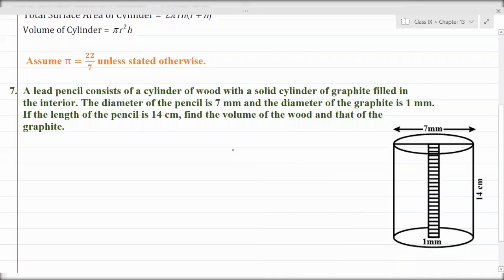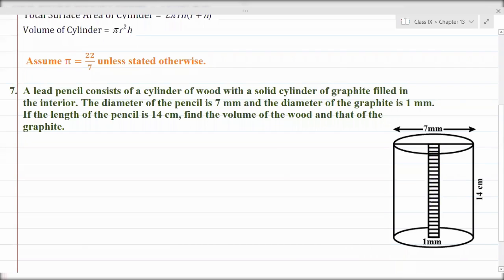The last question of today's, that is question number 7. A lead pencil consists of a cylinder of wood with a solid cylinder of graphite filled in the interior. You all have used a pencil. You know that in the pencil, the material which we use to write is actually made by graphite. Okay, so this portion you are looking over there, this portion I am talking about, is actually made by the graphite. See, I am shading over there. This portion we are talking about is the graphite, right?